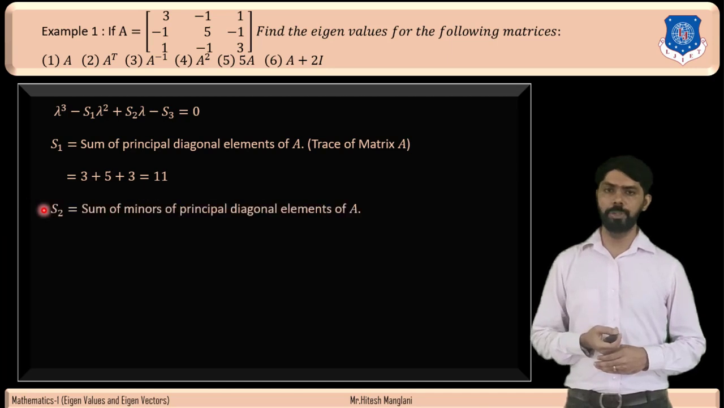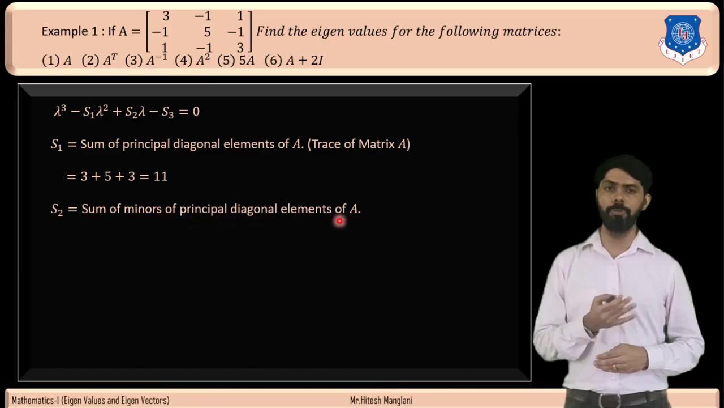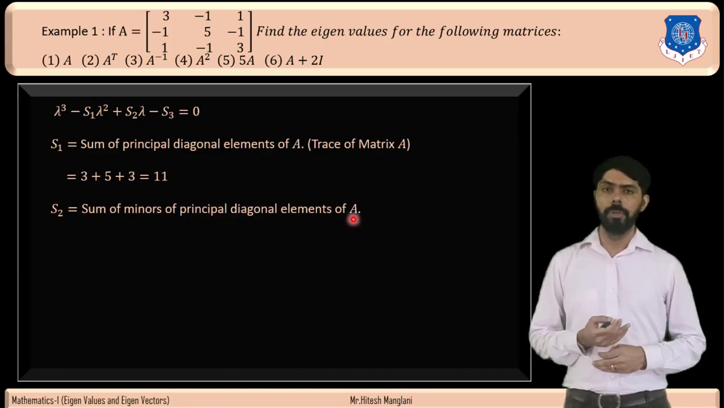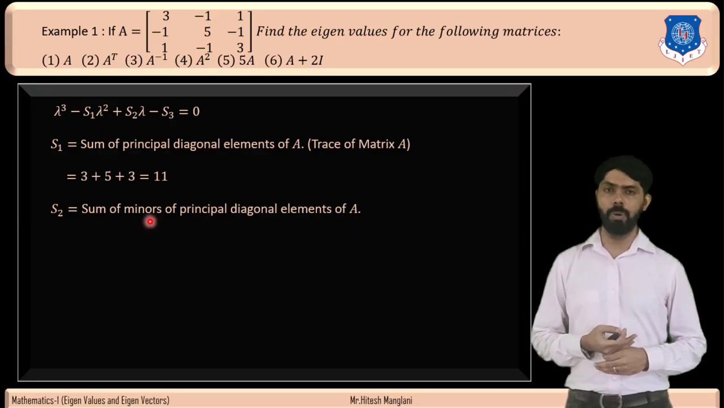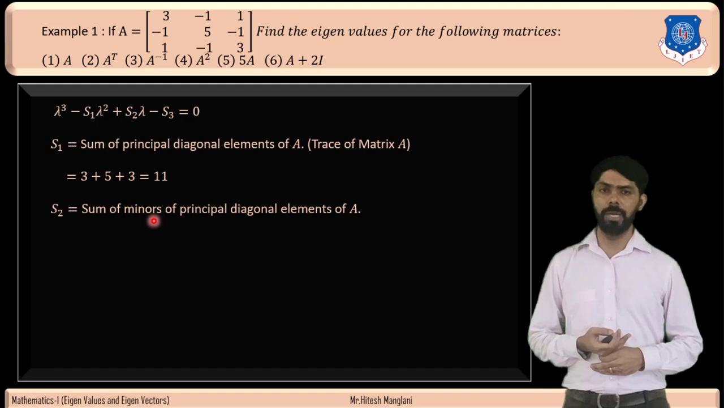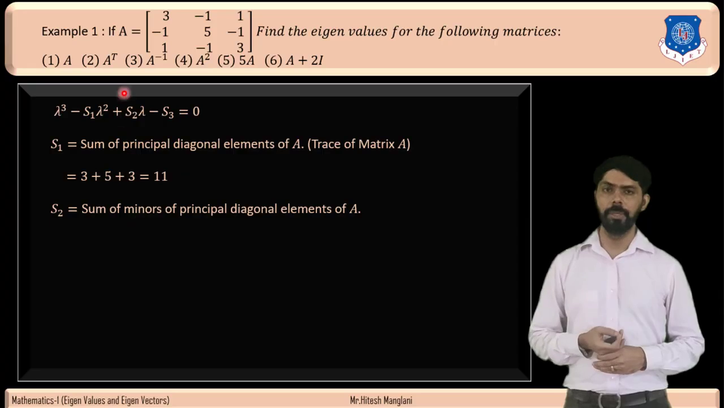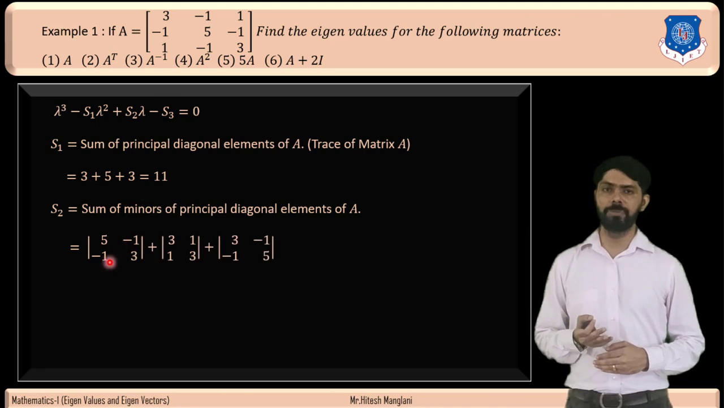Now we will find S2, which is the sum of minors of principal diagonal elements of A. What is the meaning of minor? To find the minor of the principal diagonal elements, first we find the minor of 3, which is in the first row and first column. So we remove the first row and first column, and the matrix will be 5, minus 1, minus 1, 3. We take the determinant of that matrix.